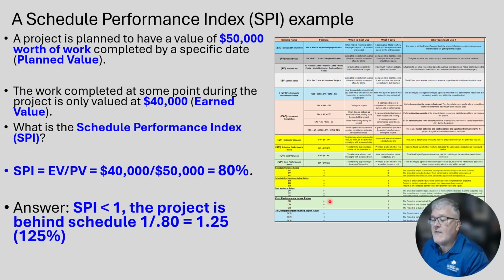So an SPI of 1, if we go down here and look, an SPI of less than 1, that's bad. That means that the project is behind schedule by about 25%. It is a less than value.